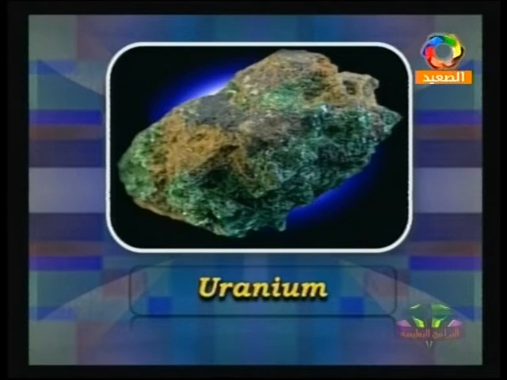This is the shape of uranium. It is found in the earth's crust in the form of oxides, salts, and many other forms, so it makes radiation by itself. You can see some colors found in uranium. These colors show a type of radiation found in this element. It is very, very dangerous. So uranium is called a radioactive element.